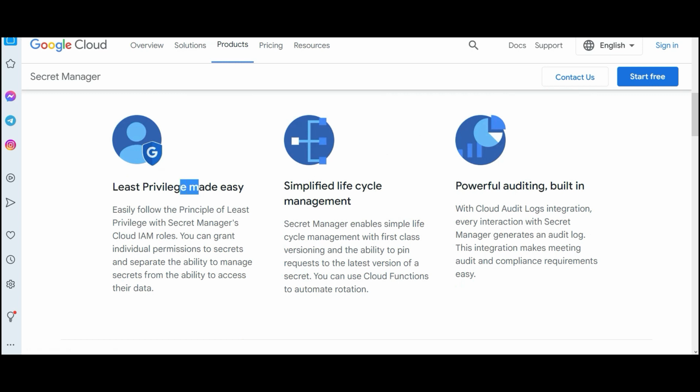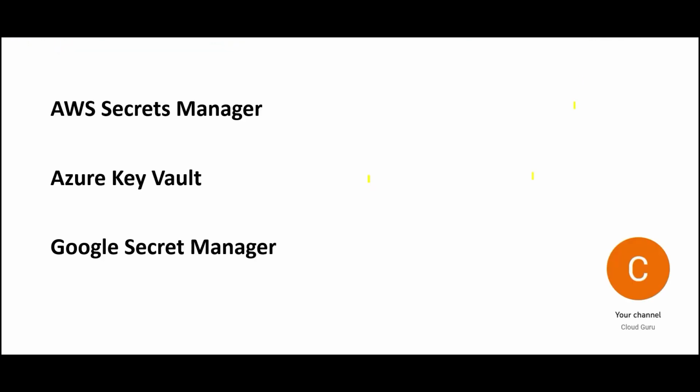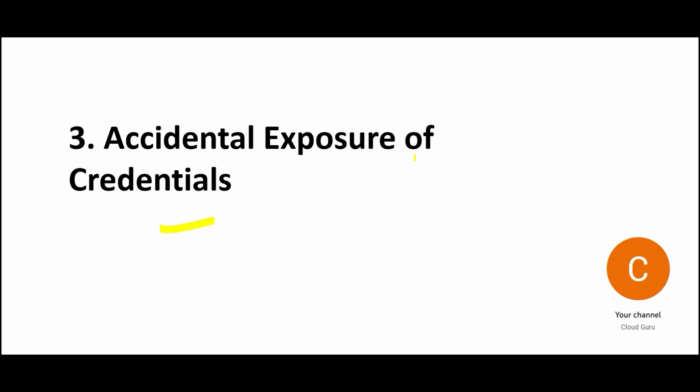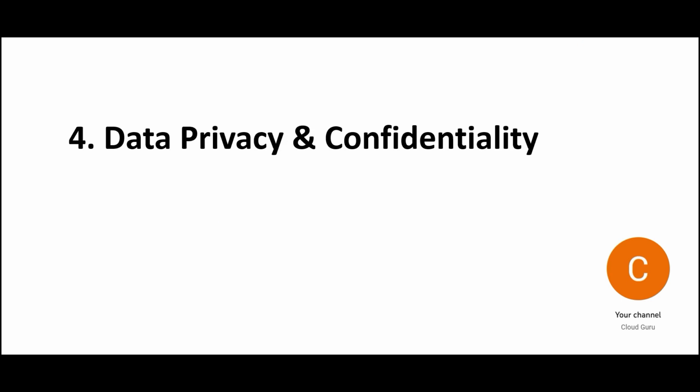It makes least privilege easy as a best practice. We always try to ensure that the principle of least privilege is followed. It simplifies lifecycle management and it enables powerful auditing. These are the built-in features. Okay, now we know how to manage, or rather how to prevent, accidental exposure of credentials in different cloud worlds. The fourth thing which is very important to maintain is data privacy and confidentiality.